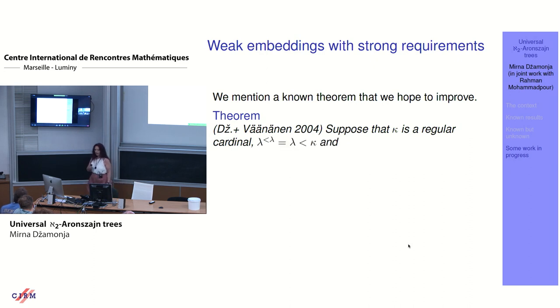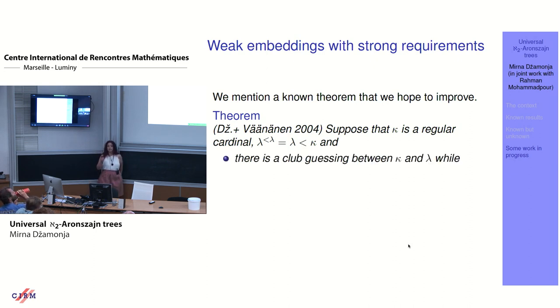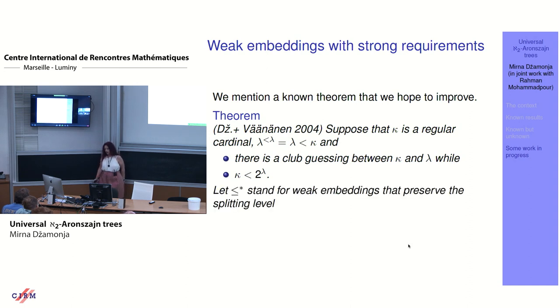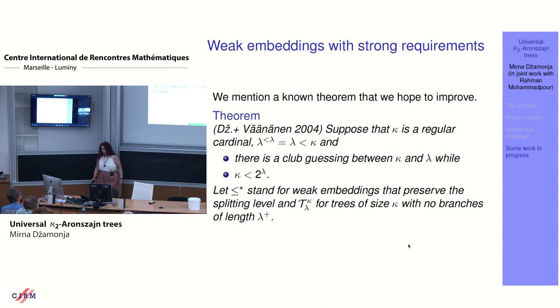That if we have any regular cardinal kappa and we have lambda equal to the weak power less than kappa, and we have 2 assumptions. The first one is that there is a club guessing between kappa and lambda. And the second one is that kappa is less than 2 to the lambda. So it's bigger than lambda, but less than 2 to the lambda. Then a conclusion can be made about a very special weak embedding. So weak embedding with a strong requirement that the level of the intersection is preserved. So delta is preserved.